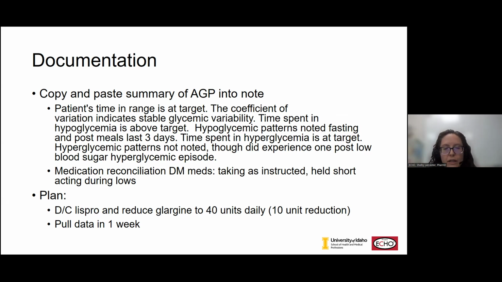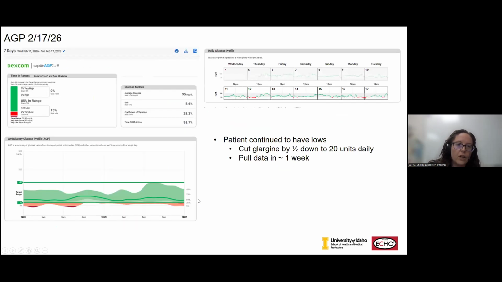When I did a medication reconciliation on his medications, specifically diabetes medications, he was taking them as instructed, though he did hold his short acting because of the lows. So at that time, we discussed having a plan. Okay, we're going to discontinue that Lispro, reducing his injection burden, which is right on par for our targets and goals, and reduce his glargine an additional 10 units down to 40 units daily, and pull that data again in 1 week.